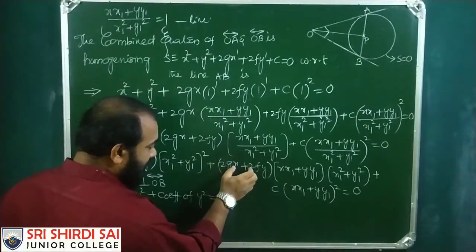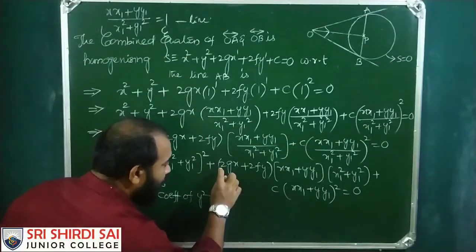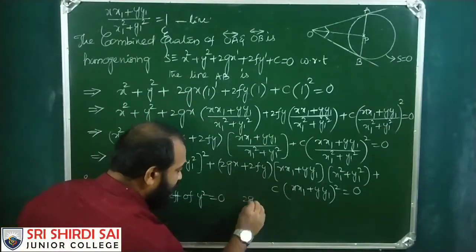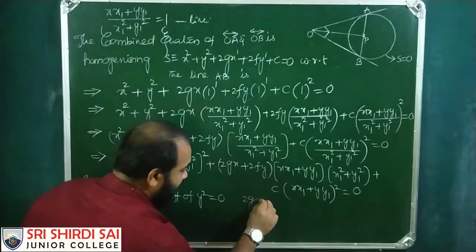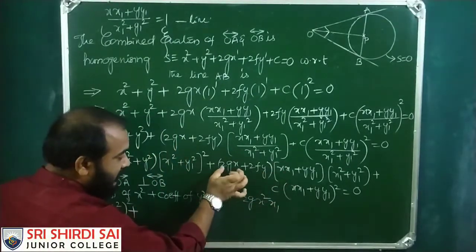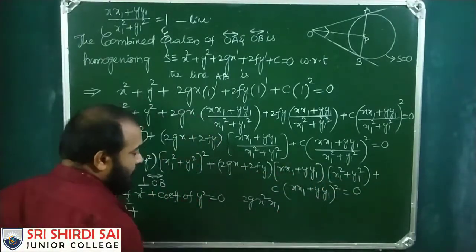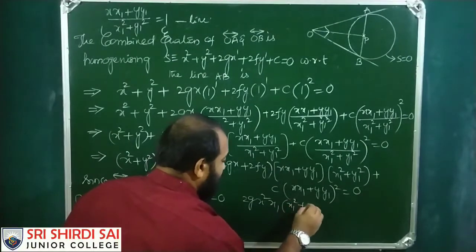So 2gx·x1 into this. I am telling you, 2gx into x square x1, and this and this I just multiplied. This is multiplied with x1 square plus y1 square, right?